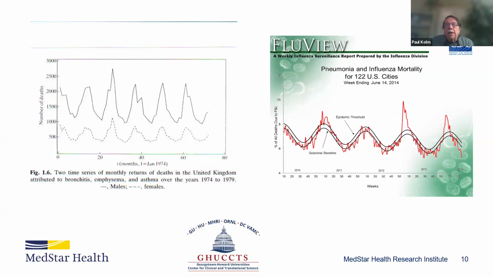They have a time series in red, and then it's smoothed, and you can see the seasonal variation there. The lower smooth trend is the seasonal baseline, and the upper one is an epidemic threshold. So these are some real life examples of time series, as well as the Dow Jones average that we looked at earlier.